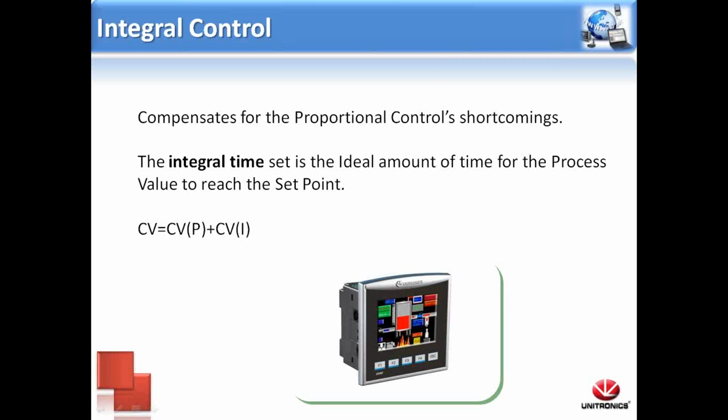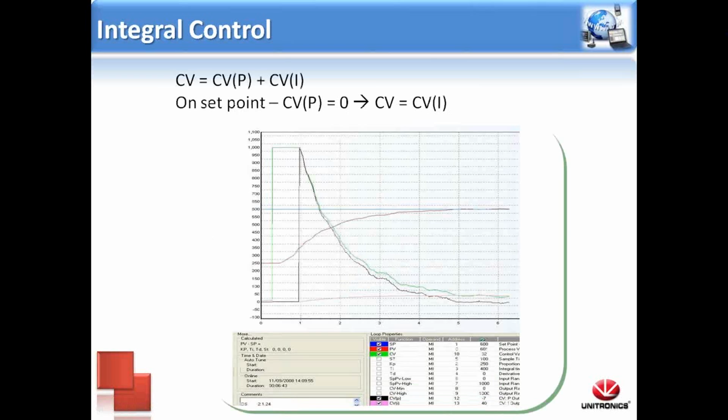The integral time is set in the PID configuration, and it is the ideal amount of time that we would like the process value to reach the set point. And you see finally my control value in this case is equal to the control value proportional plus the control value integral.